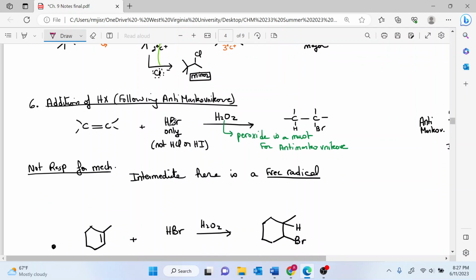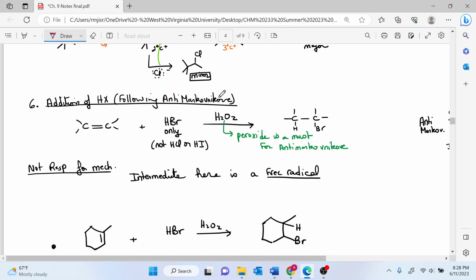Another reaction that HX undergoes with alkene, which is different than Markovnikov, is anti-Markovnikov. Anti-Markovnikov is the opposite of Markovnikov, and the reaction conditions are completely different. So with Markovnikov, we used carbon tetrachloride as a solvent. Here, instead of the carbon tetrachloride, we're using a peroxide. So whenever you see a peroxide, it is an indication that I am doing an anti-Markovnikov.